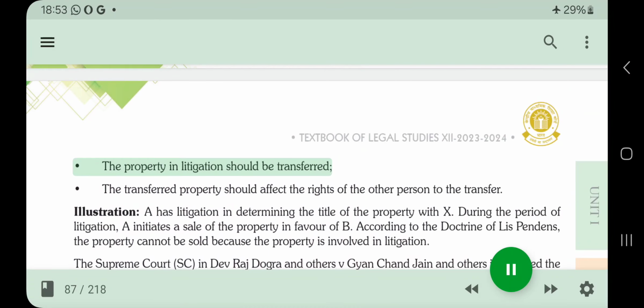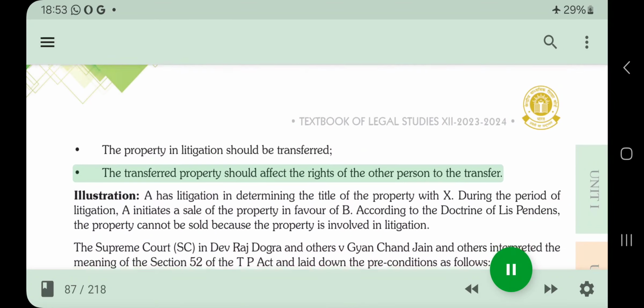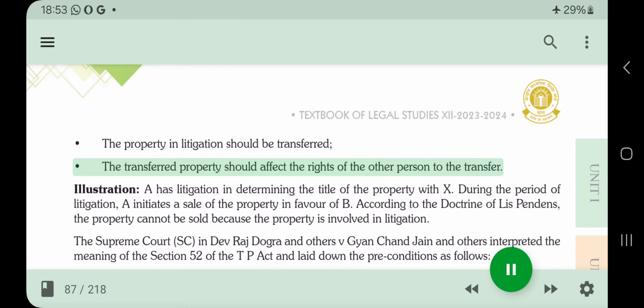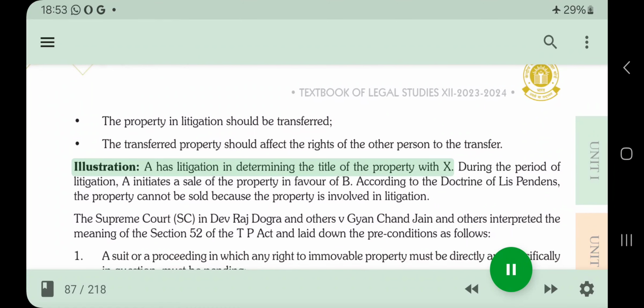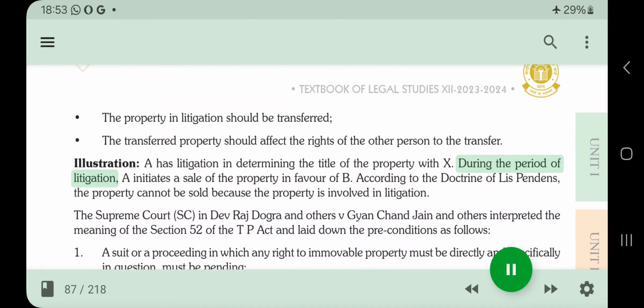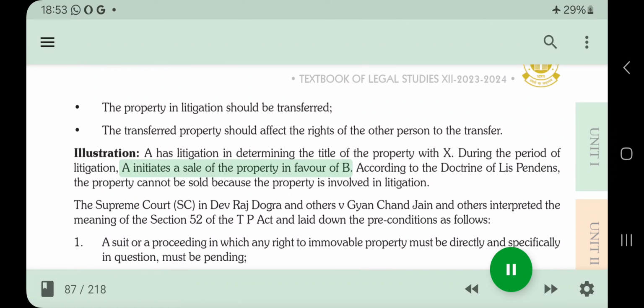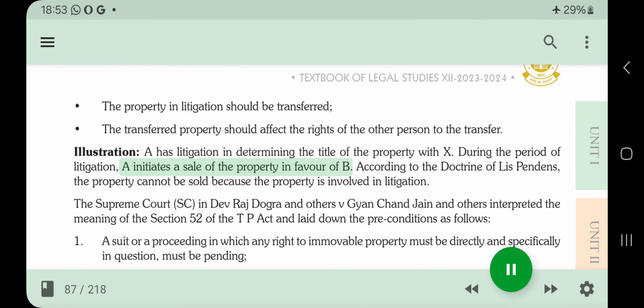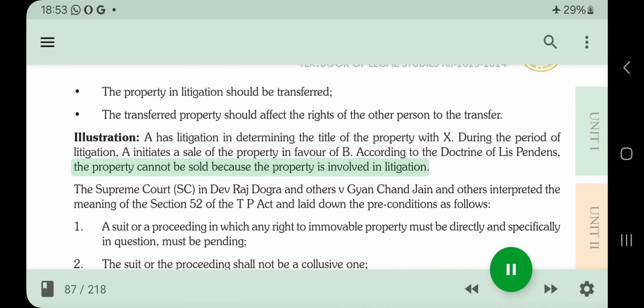The property in litigation should be transferred. The transferred property should affect the rights of the other person to the transfer. Illustration: A has litigation in determining the title of the property with X. During the period of litigation, A initiates a sale of the property in favor of B. According to the doctrine of lis pendens, the property cannot be sold because the property is involved in litigation.